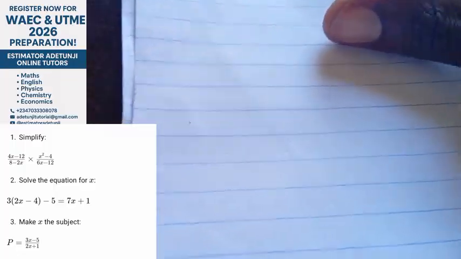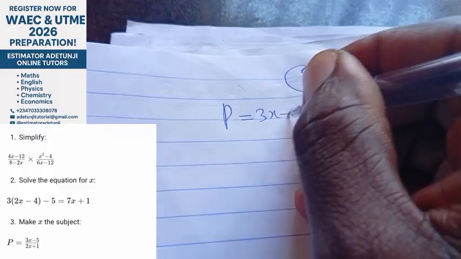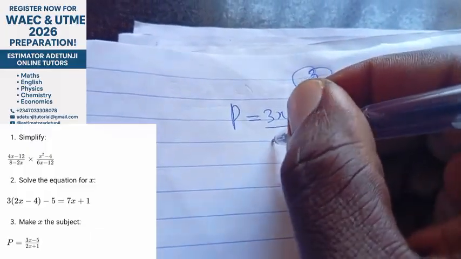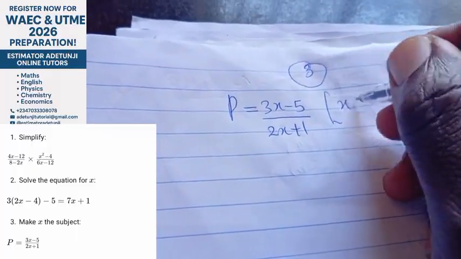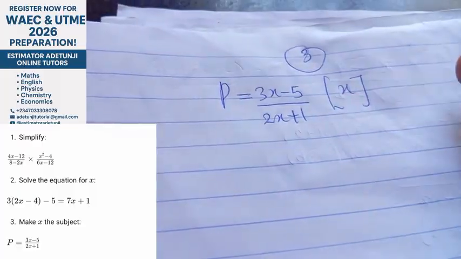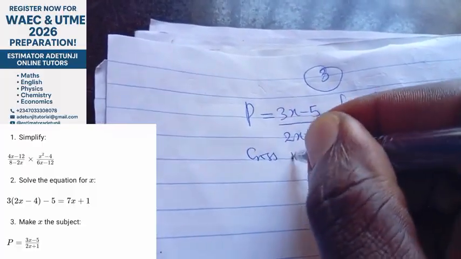All right, we move forward now, going to question number 3. Question 3 says that you have p equals 3x minus 5 over 2x plus 1, and we should make x the subject of the formula. But it's very simple. The first thing we need to do is cross multiply.